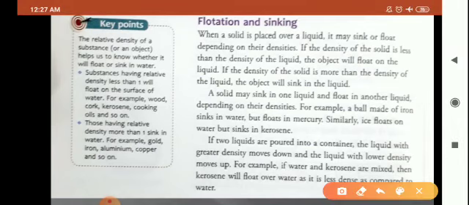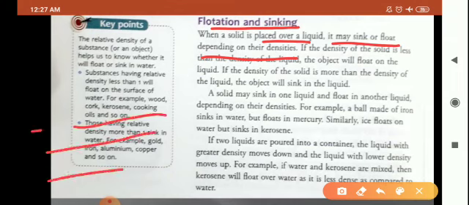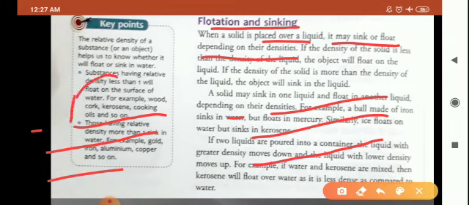Now children, here this first paragraph is very important in flotation and sinking. Suppose if we place a solid over a liquid, you know that it may sink or float depending on their density. Yes or no, children? Suppose there are two liquids, and we are taking the same object.